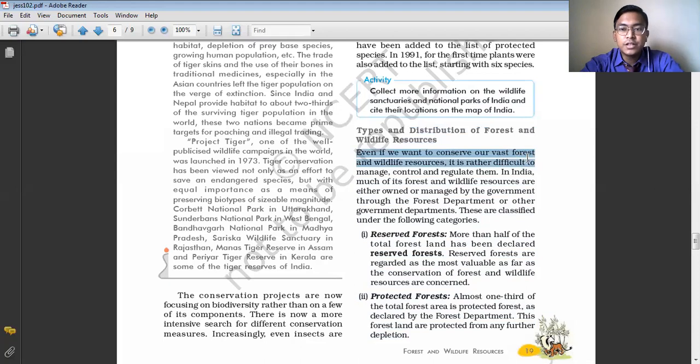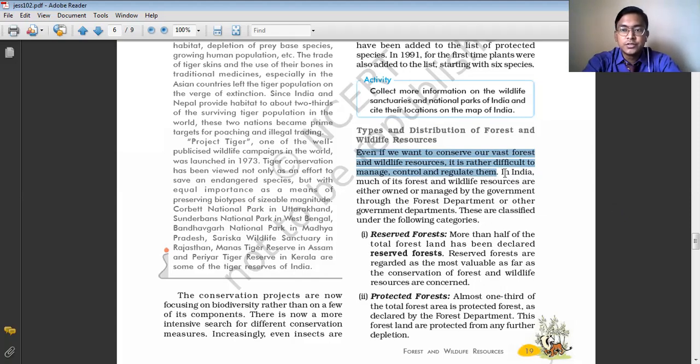Even if we want to conserve our vast forests and the wildlife resources, it is rather difficult to manage, control, and regulate them. Many a time it is quite difficult to control, manage, and regulate the forest reserves of our country, because of certain physical and cultural constraints and problems.